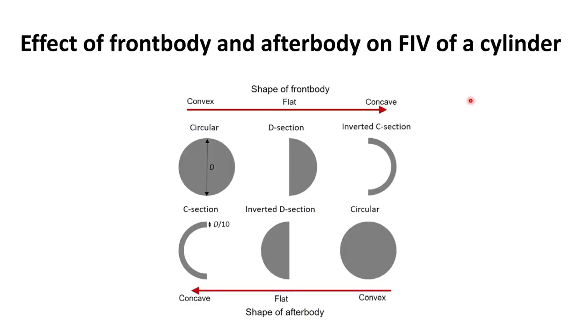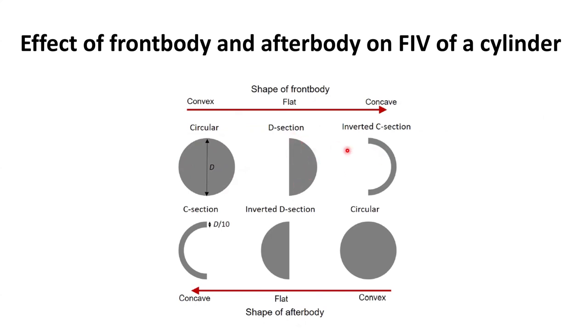Now let us consider several cylinders to give an in-depth look at what really happens once you change the shape of the cylinder. We call it the front body and the after body. So if you have a circular cylinder, its front body is what is in the front, and the after body is what is in the after. After means downstream. So upstream, if you change the front body from this, let us say, to a D section, it forms a D, that's why we are calling it a D section.